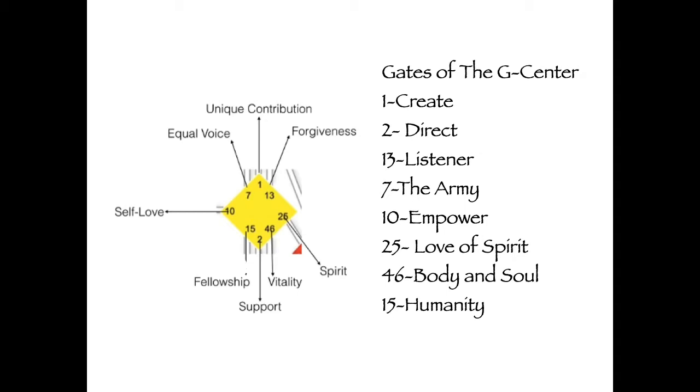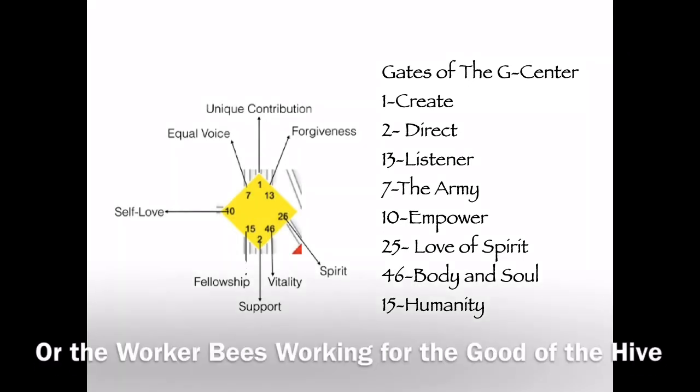Gate 7 is all about the army, and this is connected to gate 31, which is called democratic leadership. The army is also about this whole idea of working as a team, working together, and there's a reason for it: you're working together because you know that it's for the good of the community. It's for the good of everybody. It's like having a beehive where all the drones are always taking care of the hive and they're taking care of the queen, because they know that when the queen is taken care of, the whole hive is going to thrive. So it's more of that type of energy.